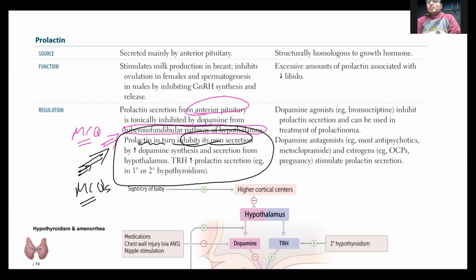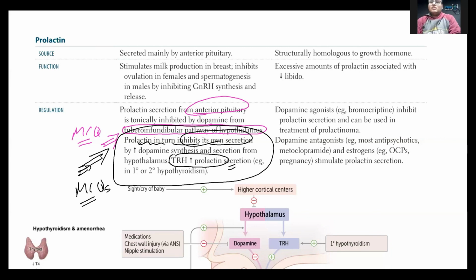When more prolactin is released, it automatically increases dopamine synthesis in a feedback system. When there is more prolactin release, there will be more dopamine, and more dopamine causes inhibition of further release of prolactin. So prolactin itself is tonically inhibiting its own release. That is a very interesting regulation to prevent excessive prolactin. Super high yield question. Next, thyrotropin releasing hormone increases prolactin.